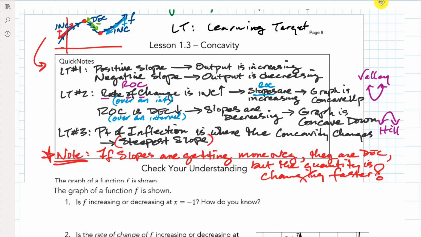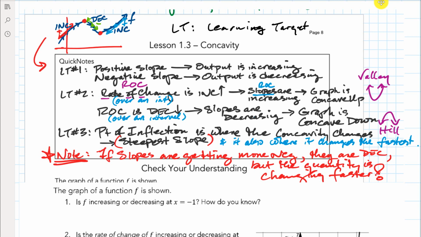Learning target number 3, you need to find the inflection points in the graph. They're important points, and the points of inflection is where the concavity changes. It also has a steepest slope at that point. Also, it is where it changes the fastest. So it's the steepest slope, and it's also where the function values change the fastest. Steepest slope, changes the fastest.